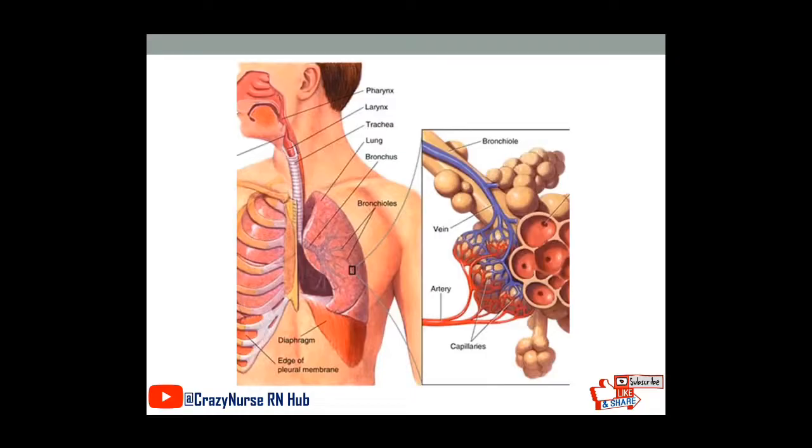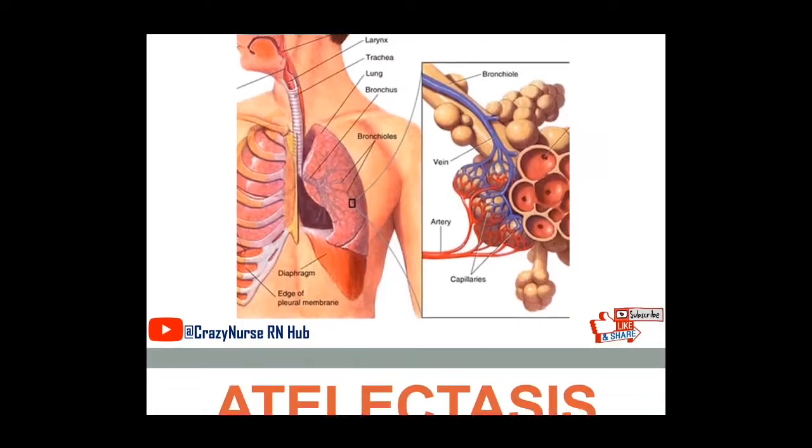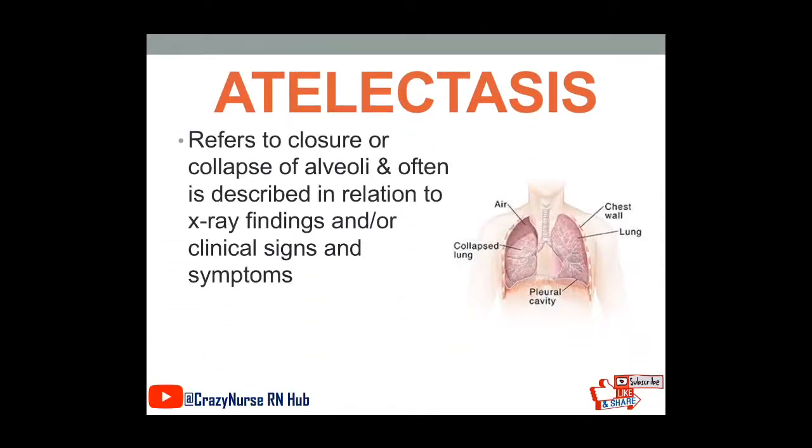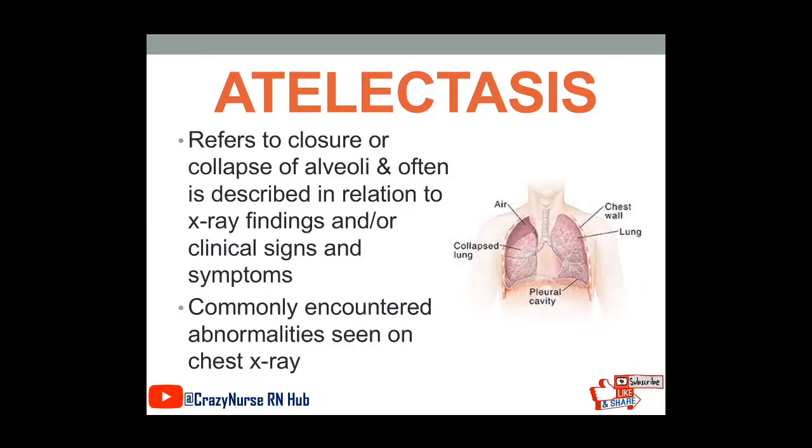I have here an image of the structures of the respiratory system as your reference. Now let's have atelectasis. It refers to closure or collapse of alveoli and often is described in relation to X-ray findings and/or clinical signs and symptoms. Commonly encountered abnormalities seen on chest X-ray.